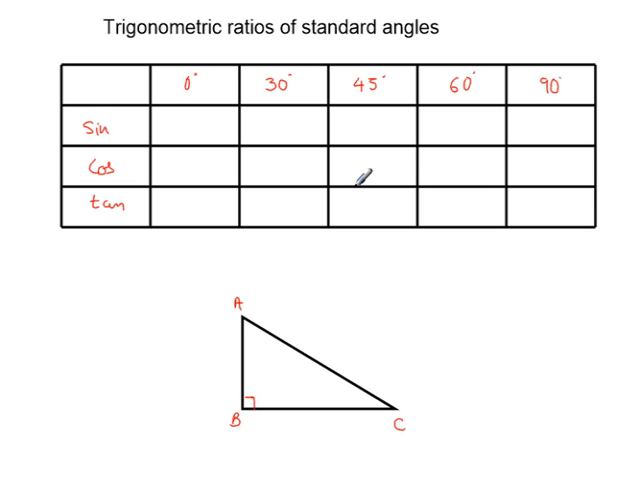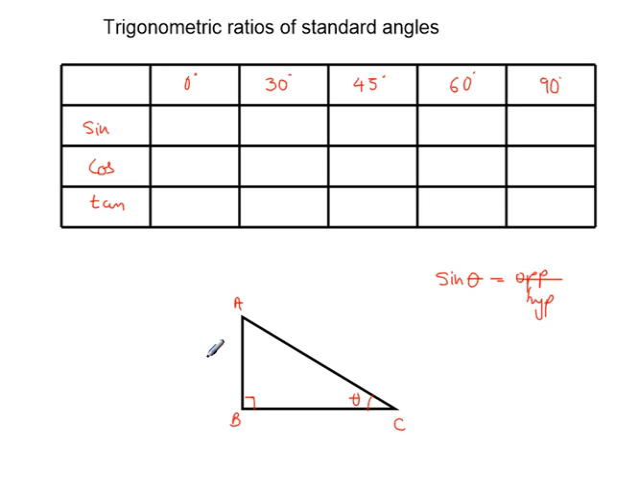Trigo ratios of standard angles. Basic right angle triangle trigo. This is what you've done in the high schools in 9th, 10th. So if you consider one of the acute angles as theta, sine of the angle is defined as the ratio of opposite side upon hypotenuse.